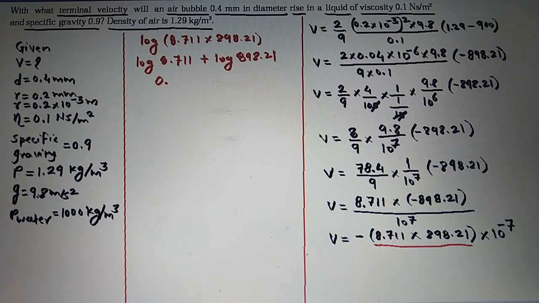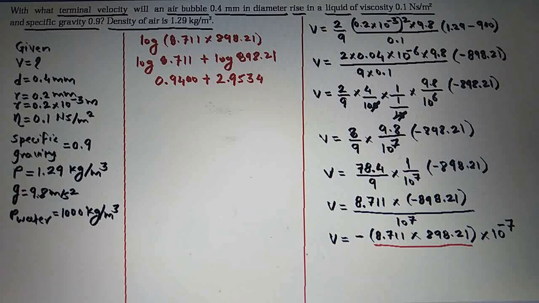Point, we have to take the mantissa of this 8711. The mantissa of 8711 is 9400. Plus we have to find out log of 898.21. As there are 3 digits in the integer part, the characteristic will be 3 minus 1, that is 2 point. Now we have to find out the mantissa of this 8982, and that will be 9534.